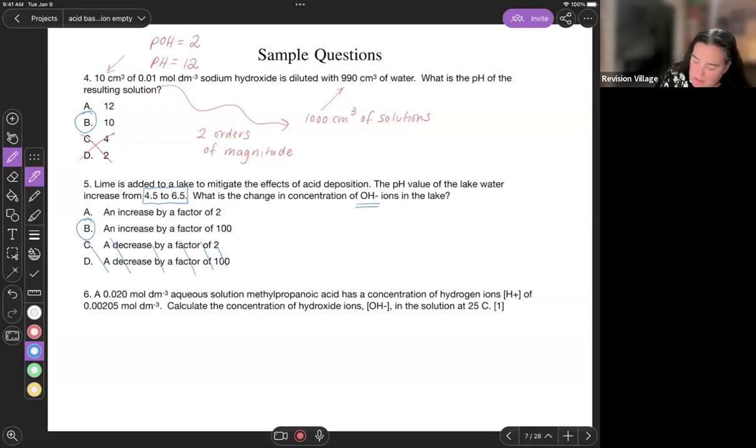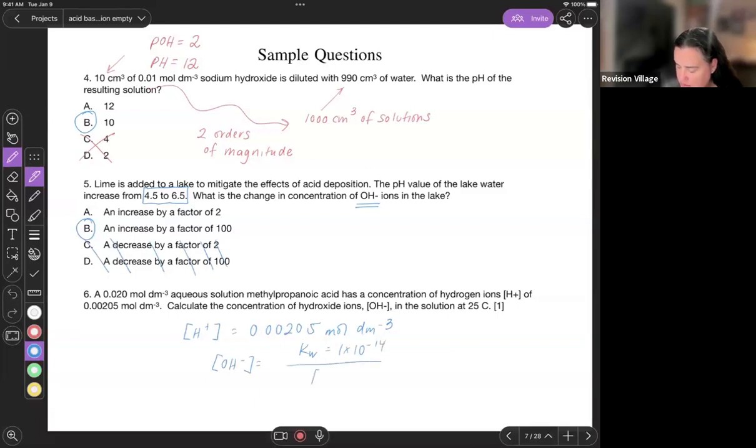Last but not least, a solution of methylpropanoic acid has a known concentration of H+. What's its concentration of hydroxide? We don't have to worry about the details of a weak acid problem here. We're given the information we need, which is that H+ is 0.00205. We know that the concentration of hydroxide then should be Kw, or 1 times 10 to the minus 14th, divided by that concentration. And so we can write down an answer.